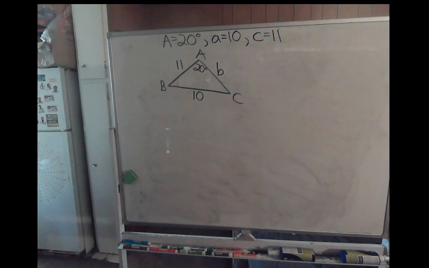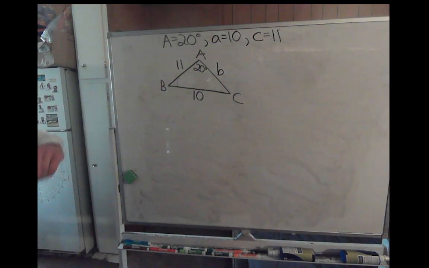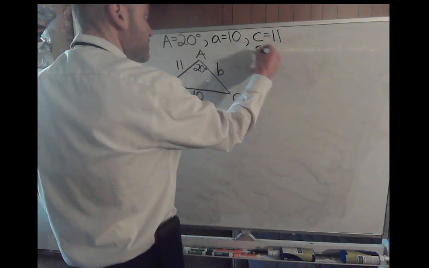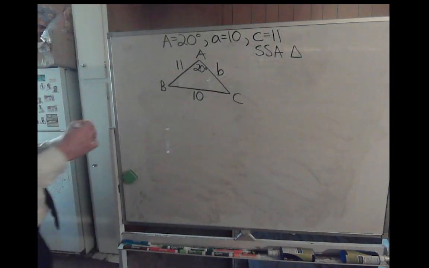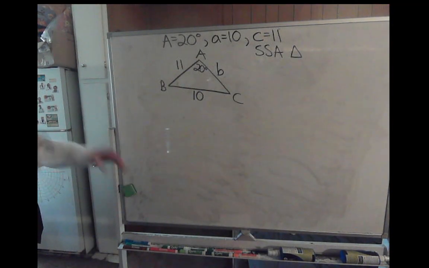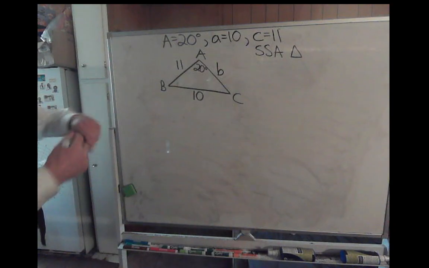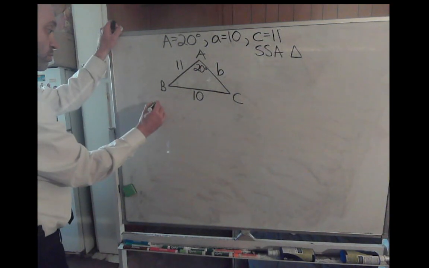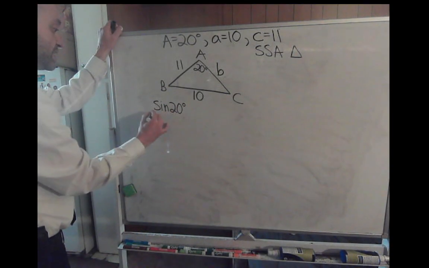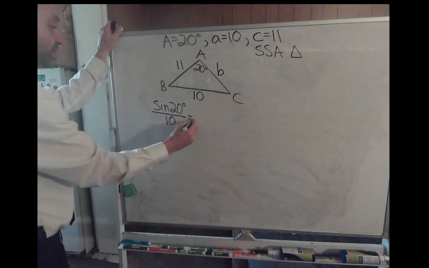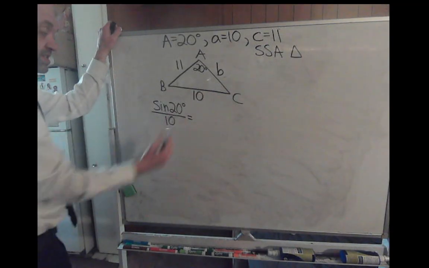Alright, so we have yet another triangle with two sides and a non-included angle. So this is another side-side-angle triangle, which means we could have one triangle, no triangle, or two triangles. Well, we know angle A and side A, so let's use that in our proportion. So that means the sine of 20 degrees over 10 is equal to, now we know side C, but we don't know angle C, so let's solve for angle C.